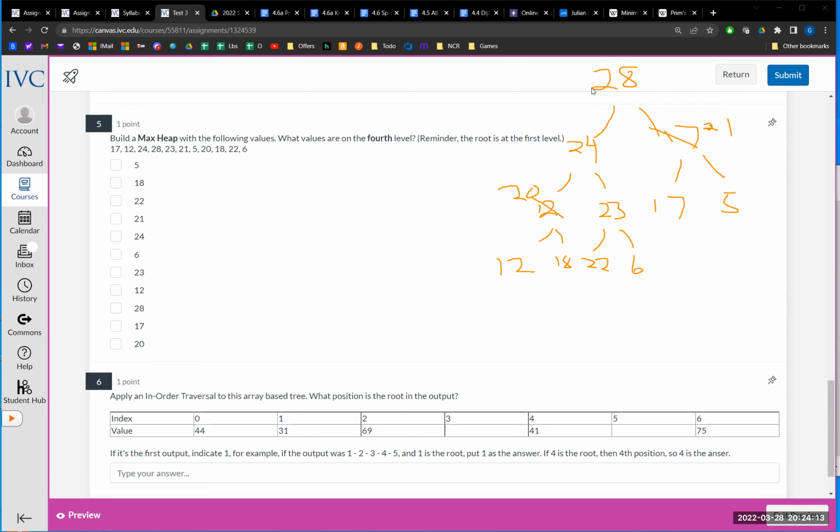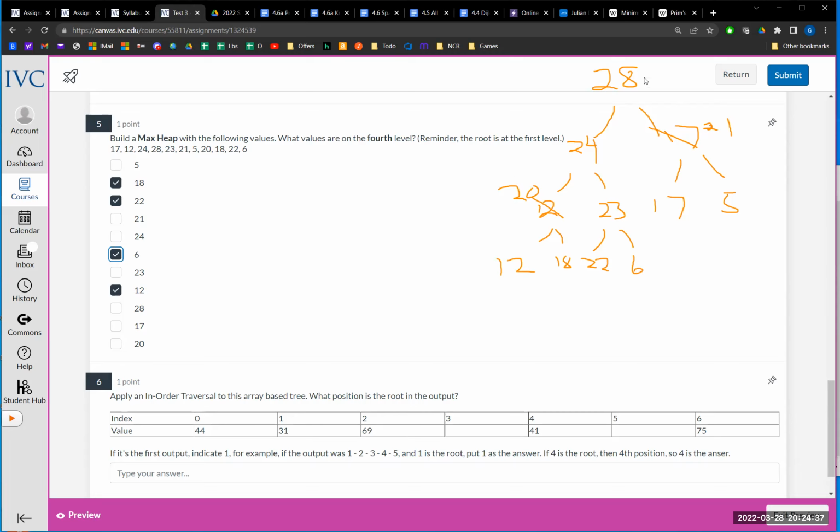What are the values in the fourth level? Fourth level. So first, second, third, fourth, those small numbers: 12, 18, 22, and 6. Right, not necessarily going to be the 5 smallest. Or the top, remember, if I asked for what are the values in the top 2 levels, it's not necessarily going to be the largest 3.